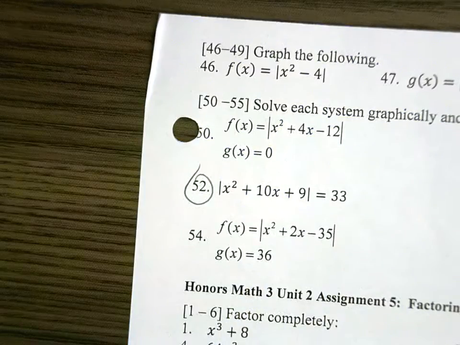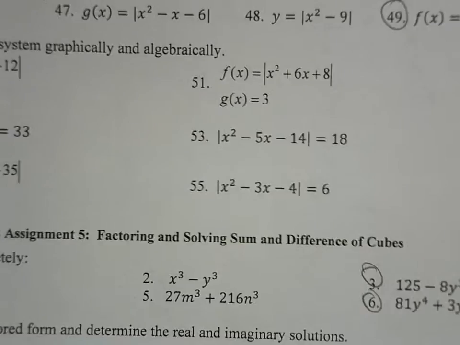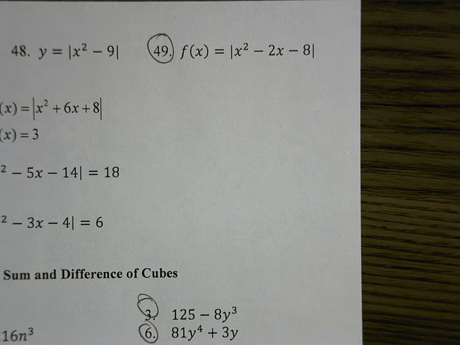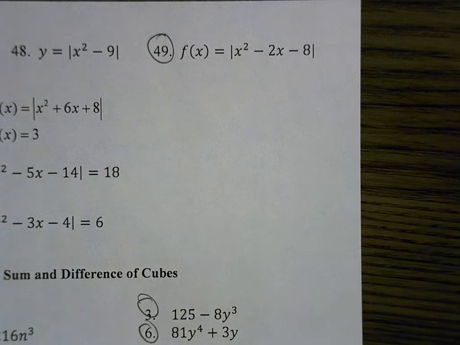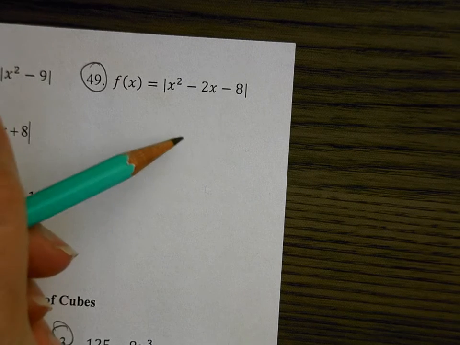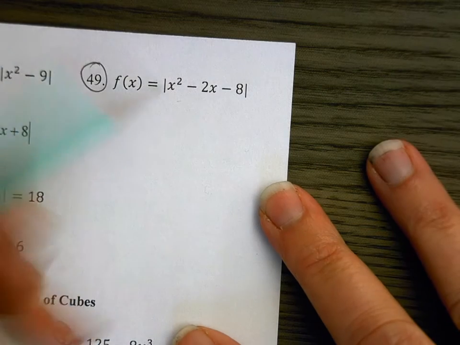Okay, so we're going to go to question number 49. For question number 49, let me get some graph paper. What I want to do for 49 is graph this. In order to graph it, the first thing I want to do is find my zeros. So that means I want to go ahead and factor this.